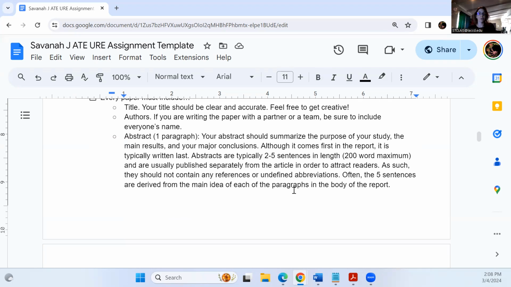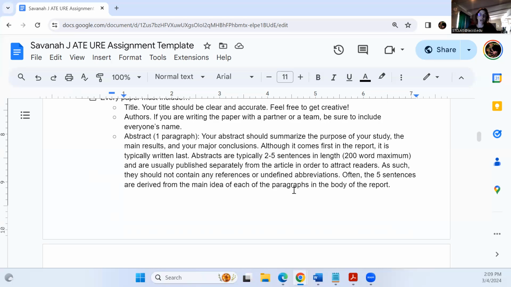Okay, so what are the required sections for your journal article? First is the title. This is your first chance to get your reader's attention. So here, feel free to get creative. You want your title to be clear and accurate also, and to communicate what your paper is about. Of course, you're going to include the authors. So this would be yourself as well as your co-authors if you're working with a partner or a team.